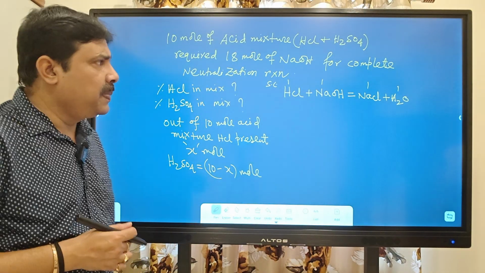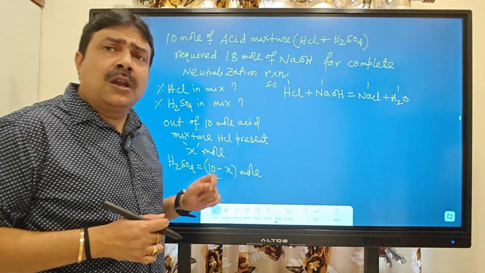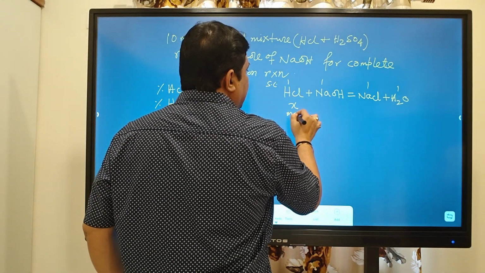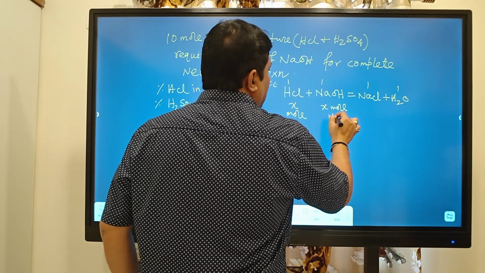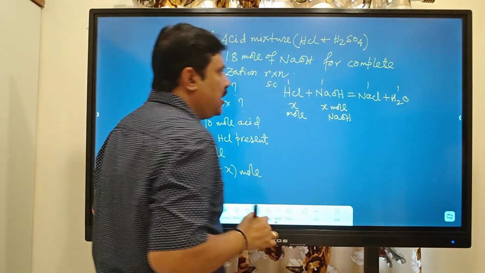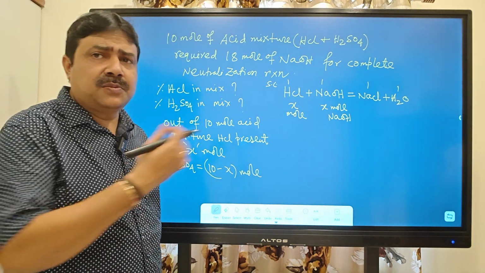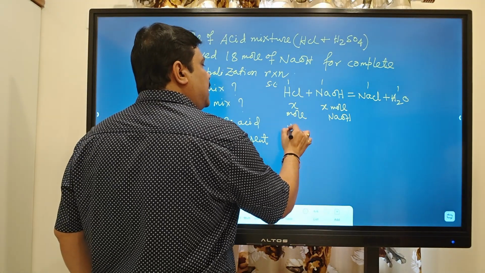As simple as that. Now 1 mole of HCl requires 1 mole of NaOH. Then immediately I can write down x mole of HCl will require x mole of NaOH. Reaction will always occur as per stoichiometry. 1 mole of HCl will react with 1 mole of NaOH, so x mole will react with x mole of NaOH. Then for H2SO4, write down the equation.